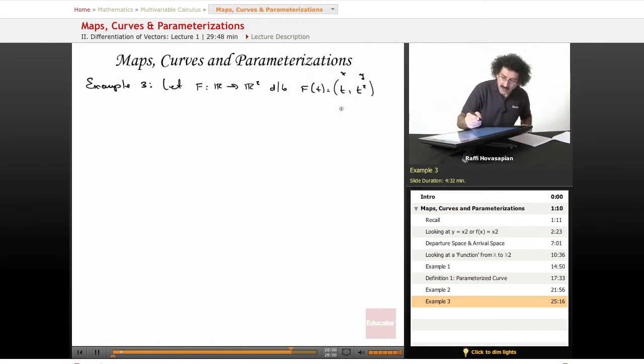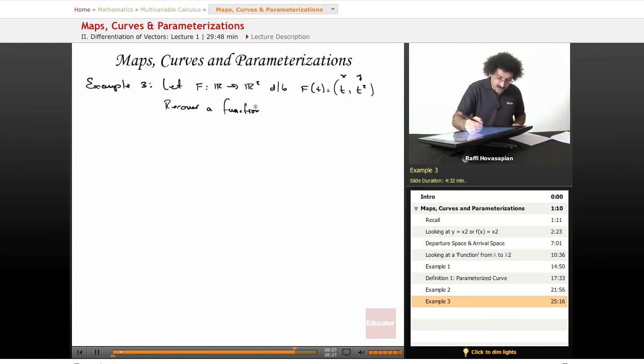Okay, now let's go ahead and recover a function. Let me see here. You know what? No, that's okay. We've already started it. Let's go ahead and finish it. So recover a function y in terms of x.